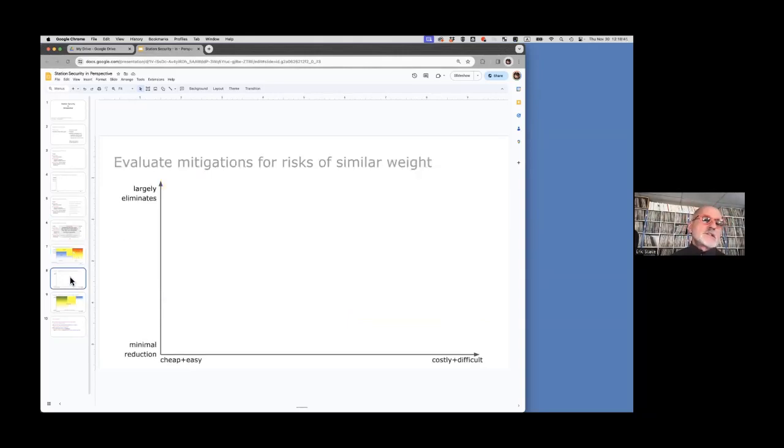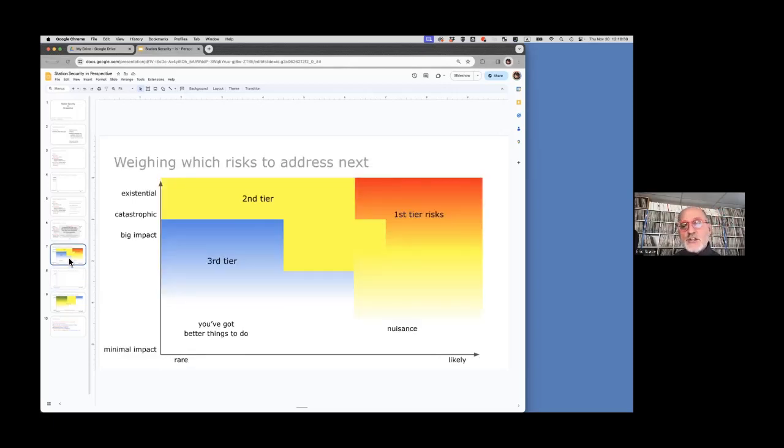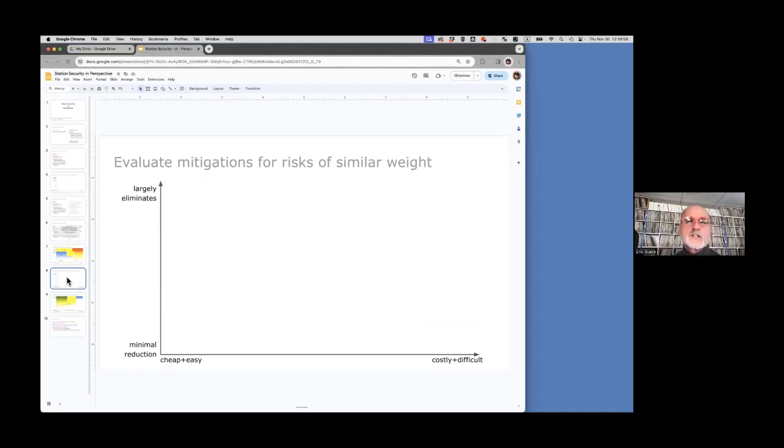The next step in this is to evaluate mitigations for risks that you're going to tackle. So if you've gone through this process more methodically than some people do, and you say, okay, fine, we're going to take a look at risks that fall in the first tier, what can we do to address them? And again, you have an opportunity of taking various mitigations and putting them in a different kind of 2D space shown here, which are things that are cheap and easy to do versus costly and difficult on one axis, and the efficacy of a risk mitigation, which can range from minimal to largely eliminating.